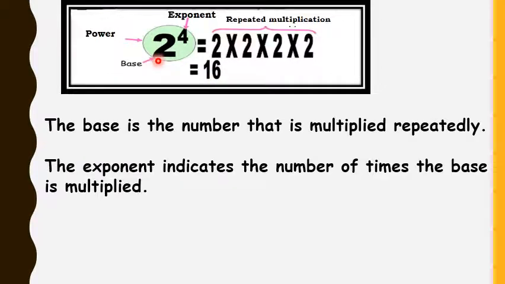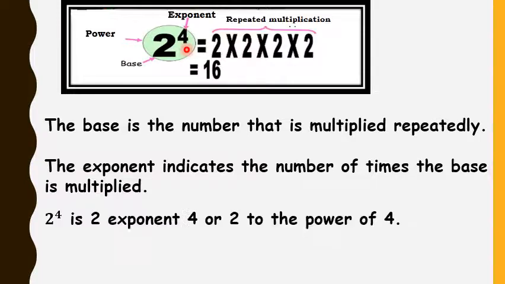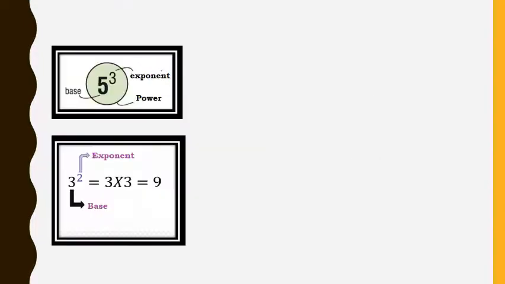2 is the base. It's the number that is multiplied repeatedly. The exponent, which is 4 here, indicates the number of times the base is multiplied. Okay? How can we read it? It's 2 exponent 4 or 2 to the power 4. They are both correct.